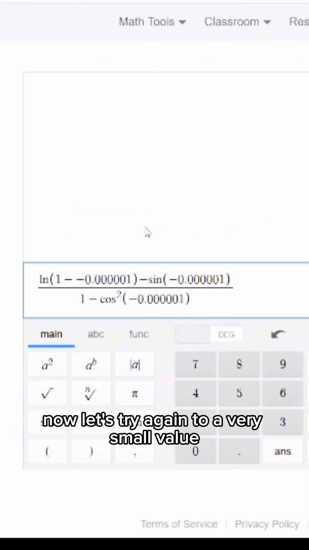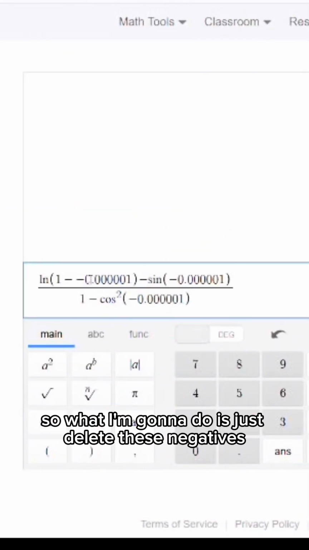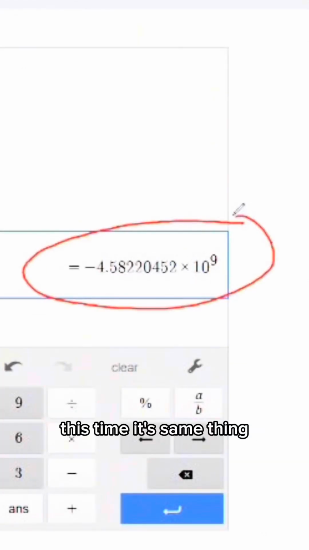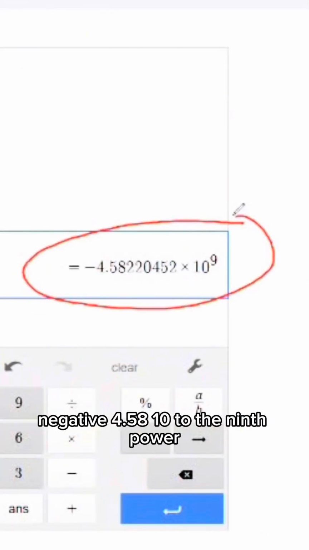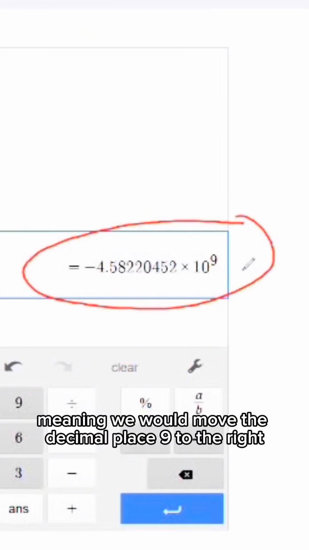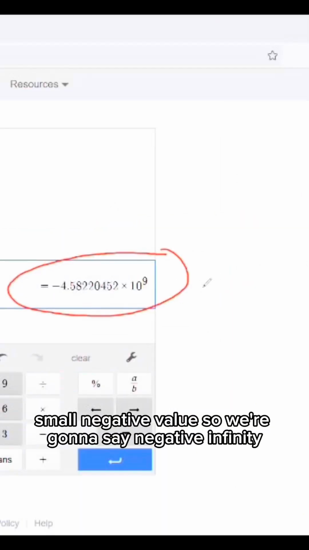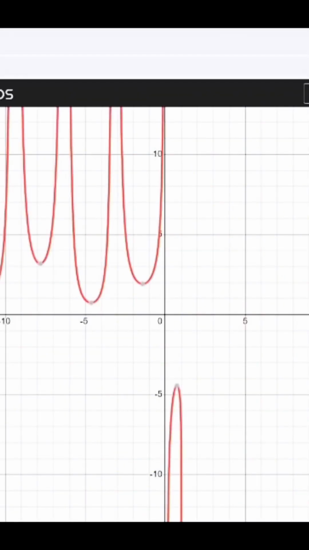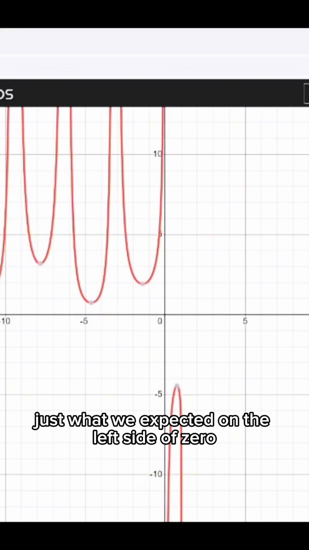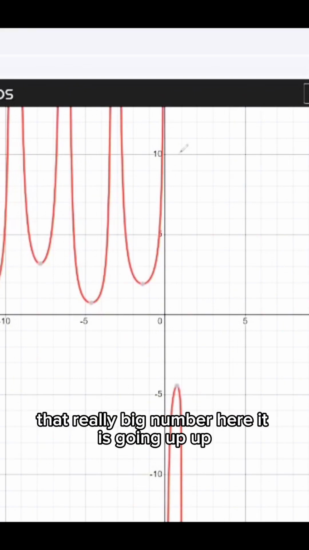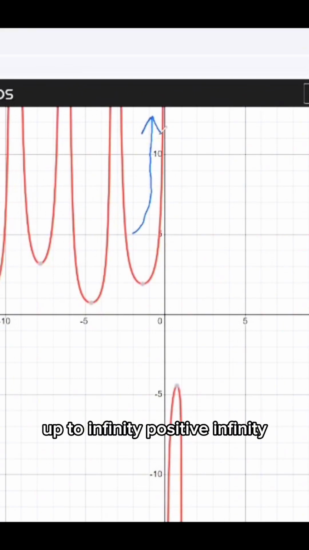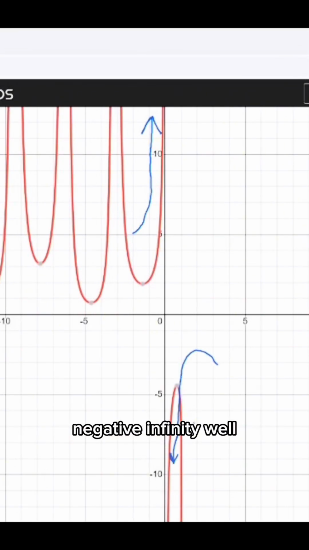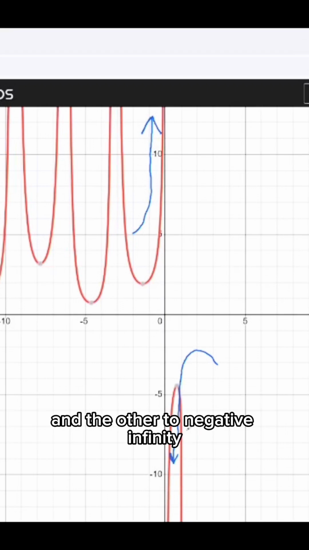Now let's try it again with a very small value, super close to the right of 0. So what I'm going to do is just delete these negatives. And look what we get here. This time, it's the same thing, negative 4.58 times 10 to the 9th power, meaning we would move the decimal place 9 to the right, and it's super tiny. It is a big negative value, so we're going to say negative infinity. Now what does that mean? Let's look at the graph. Just what we expected. On the left side of 0, that graph is approaching what? That really big number here. It is going up, up, up to infinity, positive infinity. Now, on the right side, as we approach 0, where's it going? Down to negative infinity. Well, one side of the asymptote goes toward positive infinity, and the other toward negative infinity.